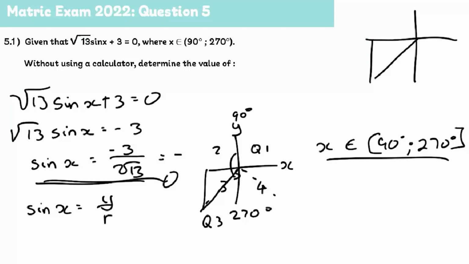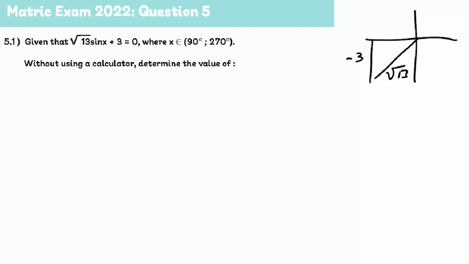We're in this quadrant here, quadrant 3. And what do we know? Sin x is y over r. So what is y? Y is minus 3. What is r? It's square root 13. So going forward, we might need to know what the x value is. So how do we determine that?